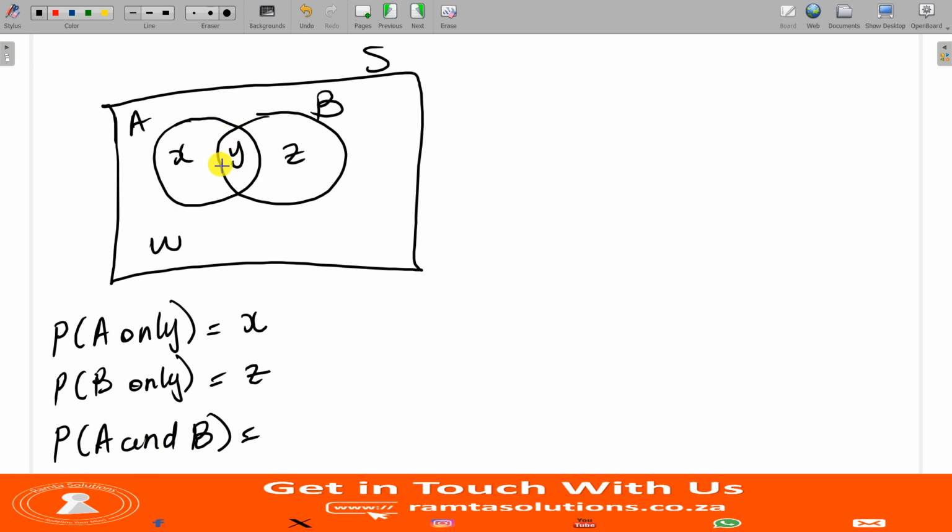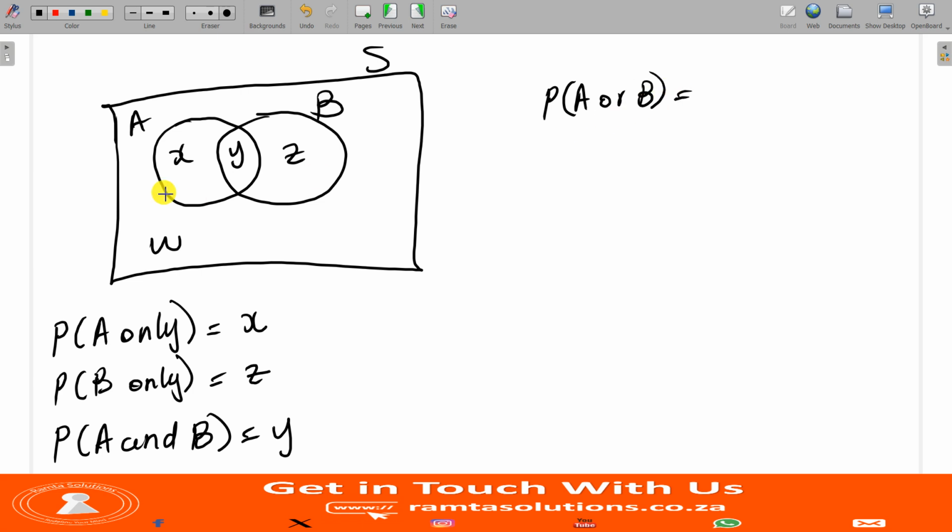As you can see, it is this portion here. It is this portion here. Can you see it? It is this portion here, which is Y. Okay. Then they ask you, what is the probability of A or B?